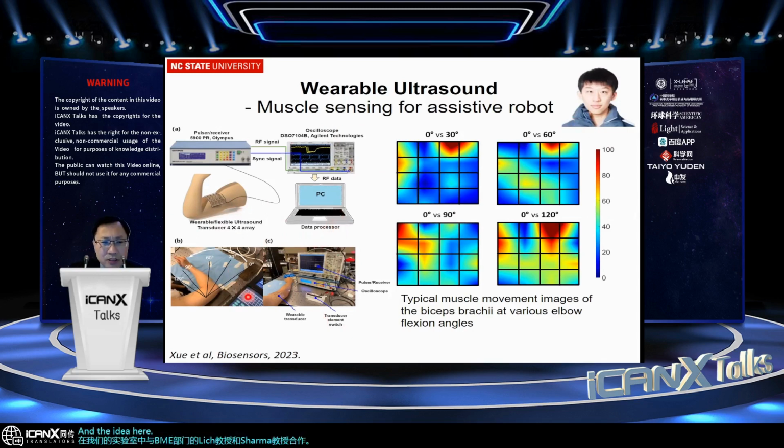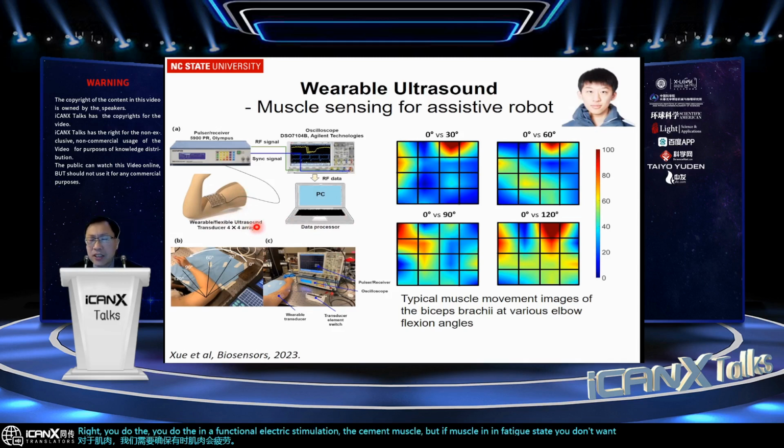And the idea here is with an assistive robot, for people who have a hard time walking, right? You have that robot to help, but sometimes the muscle can get fatigued, right? You do functional electric stimulation to stimulate the muscle, but if the muscle is in a fatigue state, you don't want to continue that. You should enhance the assistive robot torque or force. So how do you know whether the muscle is in a fatigue state or not?